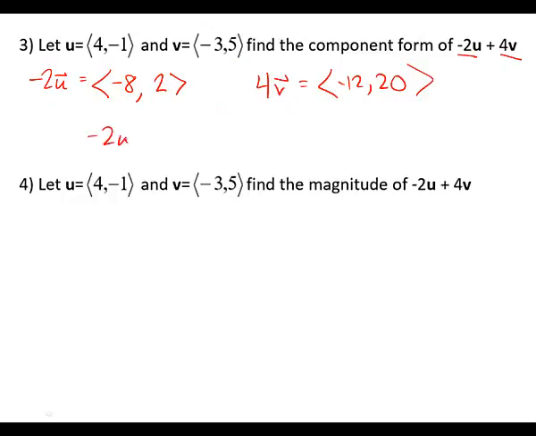So we remember you add the components together. Okay? So we're going to add negative 8 and negative 12 together, and what do we get? Negative 20. And then we're going to add the 2 plus the 20. What do we get?